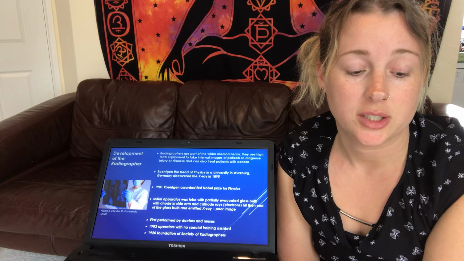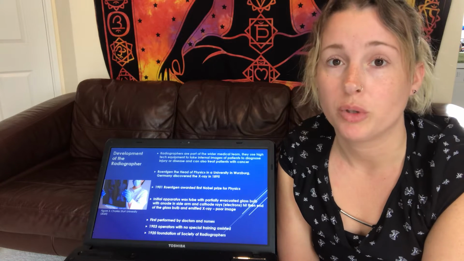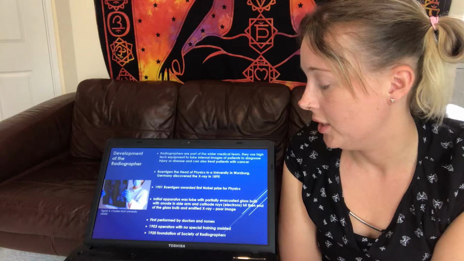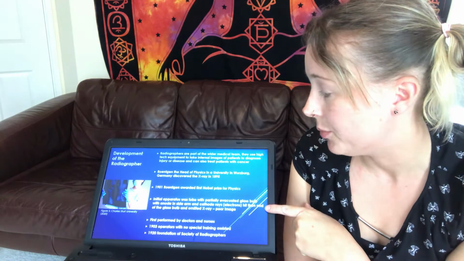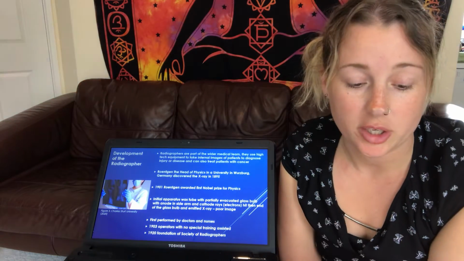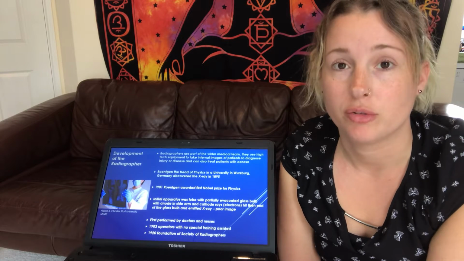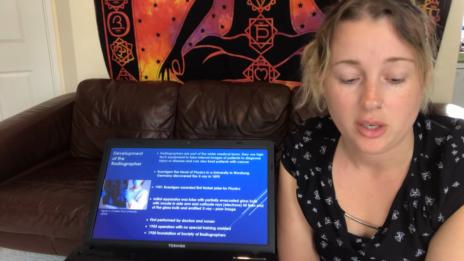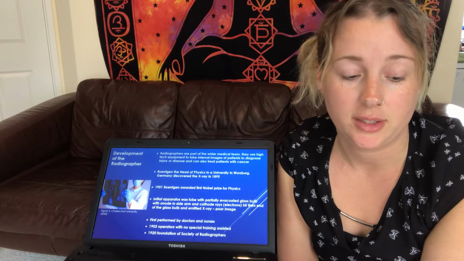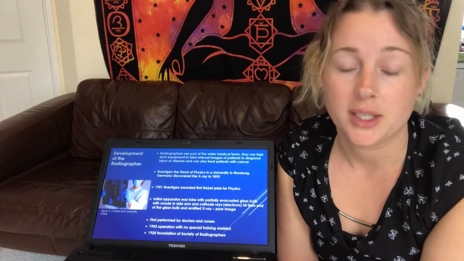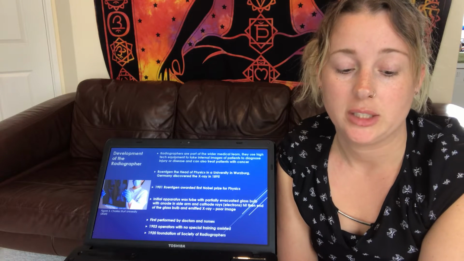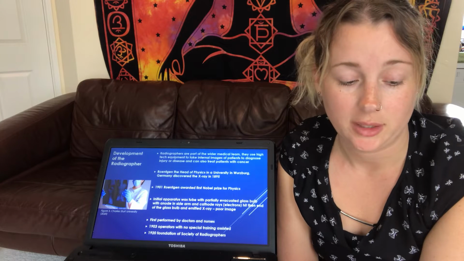The initial apparatus of an X-ray machine was a tube with a partially evacuated glass bulb with an anode in the side arm, and then cathode rays, which were electrons, were aimed at and would hit the end of the glass bulb and emit X-ray. This resulted in an image, though it was poor quality.